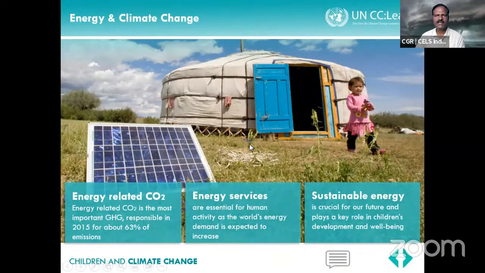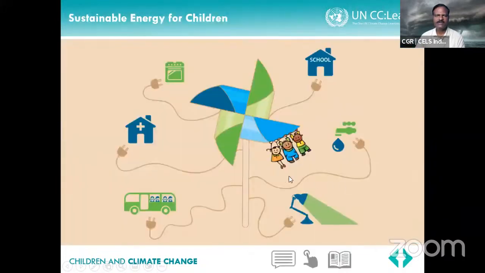So there are other alternative means like solar panels. These energy services are essential for human activity, as the world's energy demand is expected to increase, and sustainable energy is crucial for our future. And here you see how children are connected to various sources of energy. In school, they use energy for water, for lighting, for transportation, hospitals, like that.